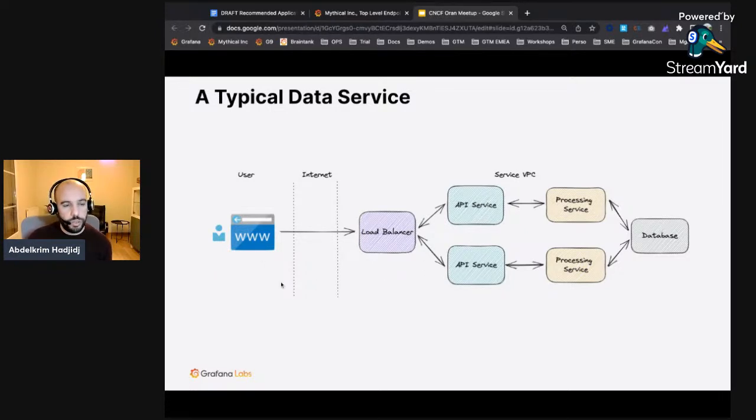So let's say there is a user that connects to your website. The transaction will go over a load balancer. It will pick one of the services based on the load or availability or something like this. It can be just random. So if you start measuring when the transaction reaches the API service, you can get the time to this particular service, right? And then it will be moved to the next phase, the processing service.